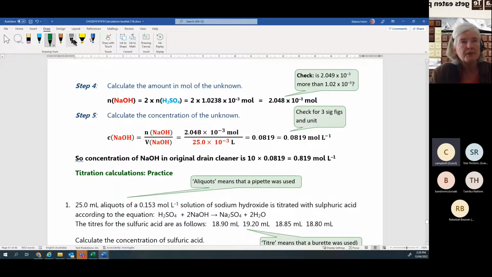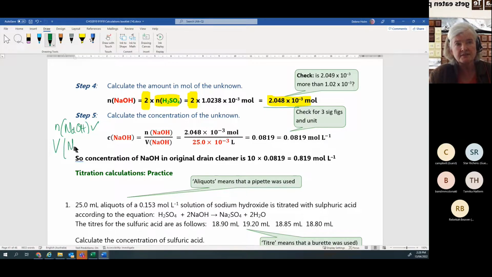Okay, so carrying on over here. My mole ratio, remember that number from before, was 2. So whatever amount I had for sulfuric acid, I take that number and multiply it by 2. So there's my answer for that. And now I say, okay, I now know for sodium hydroxide, I know N because it's that. Tick for this. I know V because in my original equation, my aliquot was 25 mL. So I know my volume. I've still got, of course, to convert my milliliters to liters.